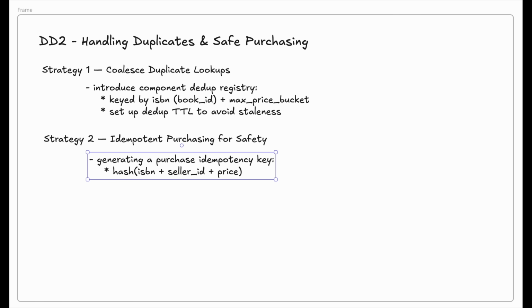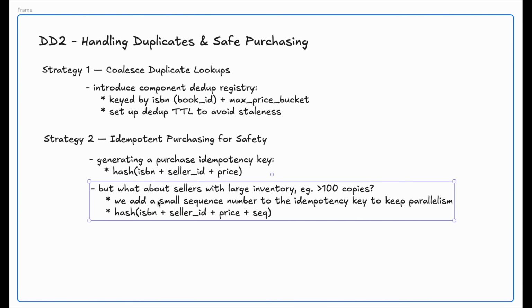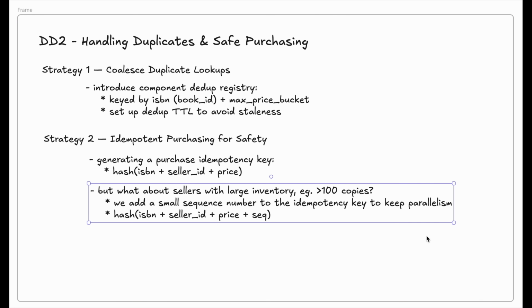making another charge. But what about sellers with large inventory, like 100 available copies? We want to allow multiple purchases in parallel for different users. To support that, we add a small sequence number to the idempotent key. This lets each user safely purchase their own copy while still preventing accidental double buys of the same exact unit.